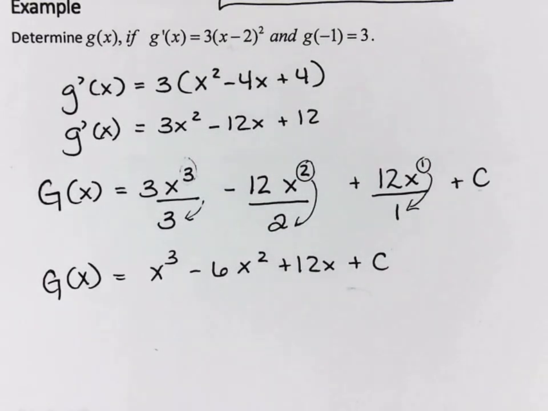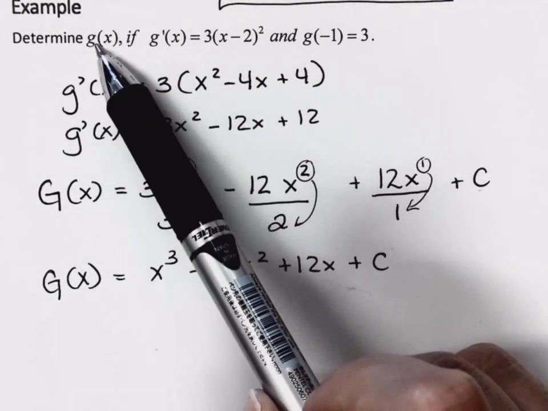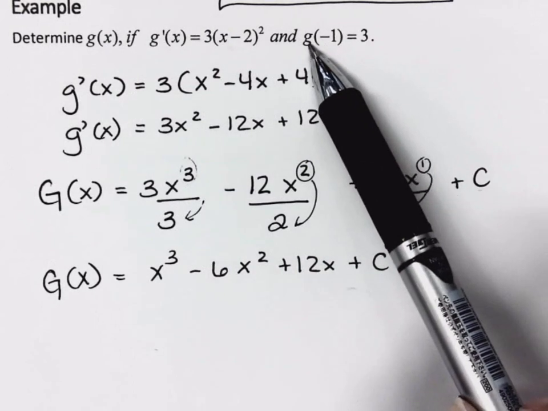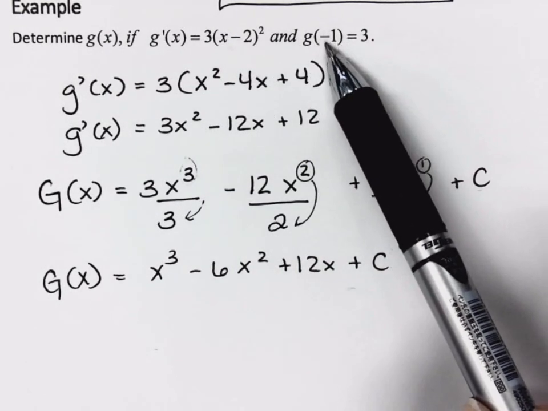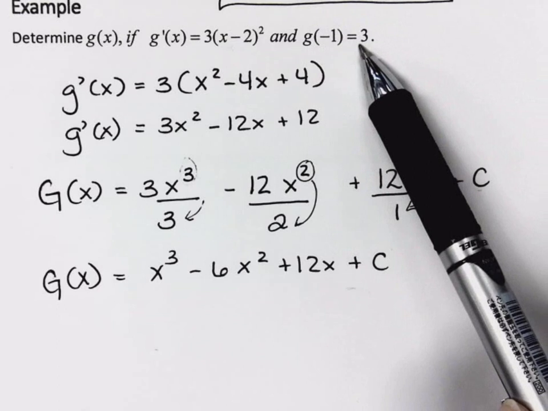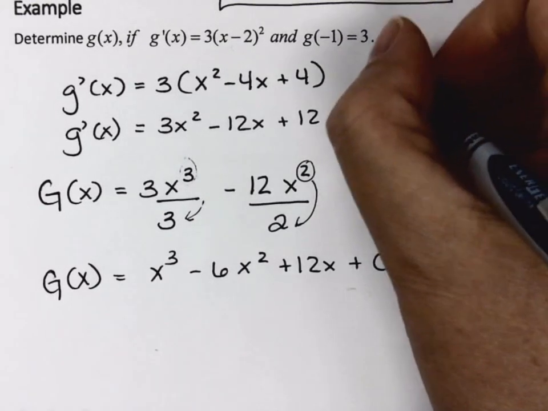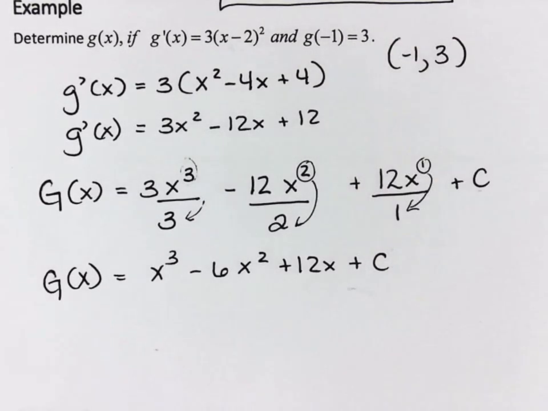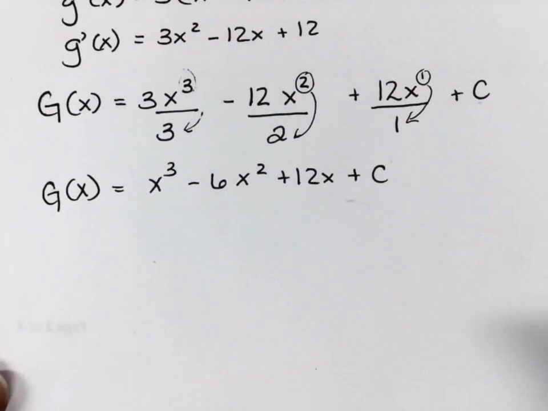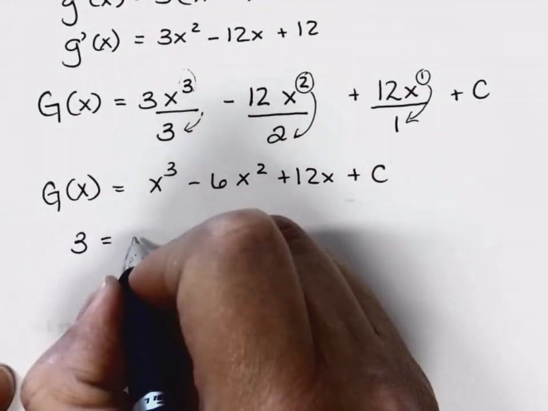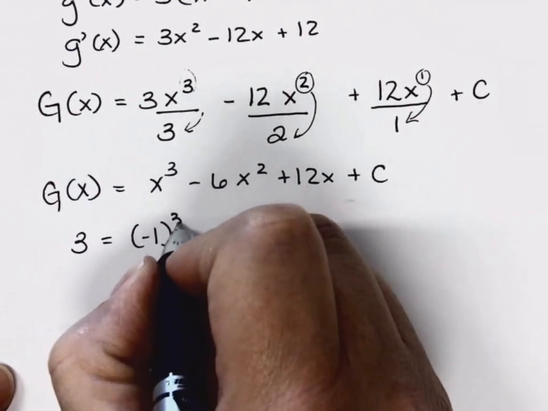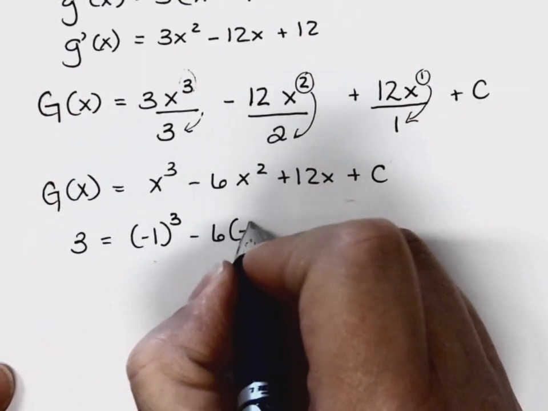Okay, so we've been given the point, but we've been given it in a different way. It's in the original function g of x, not g prime, but g of x. X is -1. What's y? 3. So this is the coordinate pair -1, 3. It's just a different way of stating a coordinate pair. So again, we're going to substitute those values in there. I think one of the most common mistakes is switching the x and the y.